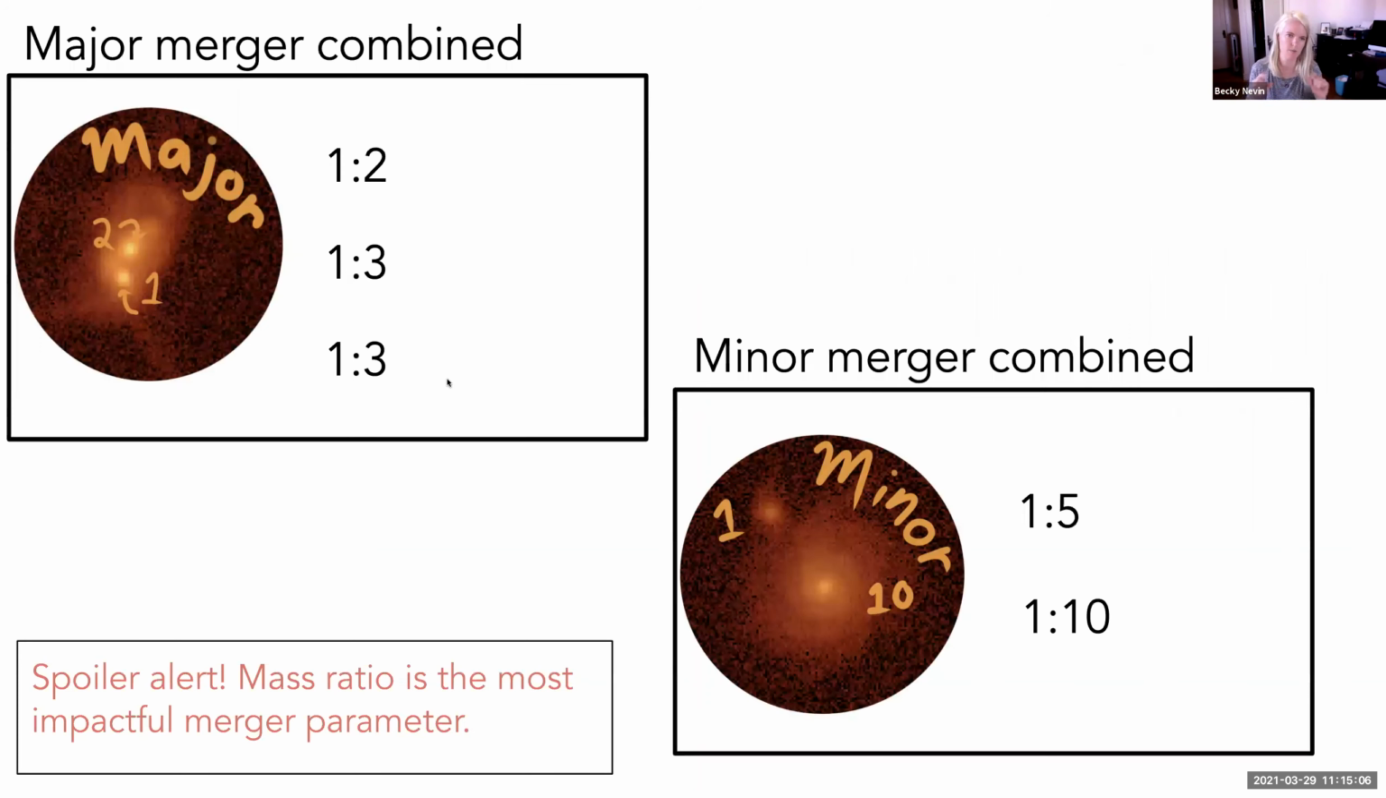I'm going to simplify this a little bit for today. There are 5 different simulations. I'm going to group them into the major merger combined category and the minor merger combined category. These are the mass ratios of these mergers. And I'm going to talk mostly about just the combined categories in order to broadly compare the results.